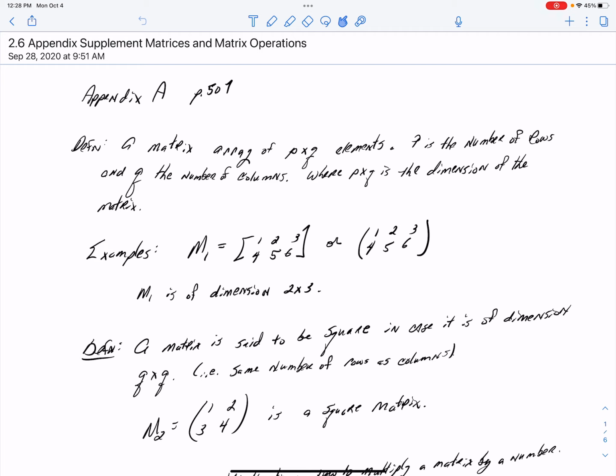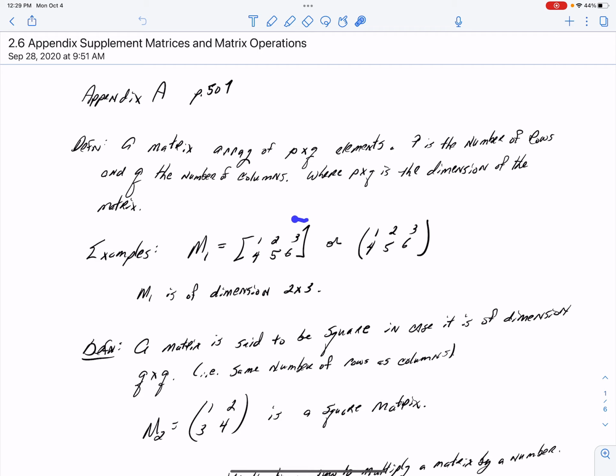Today I want to talk about matrices and matrix operations. So what is a matrix? Well, a matrix is simply an array of P by Q elements, where P denotes the number of rows and Q the number of columns. Then we say P by Q is the dimension of the matrix.